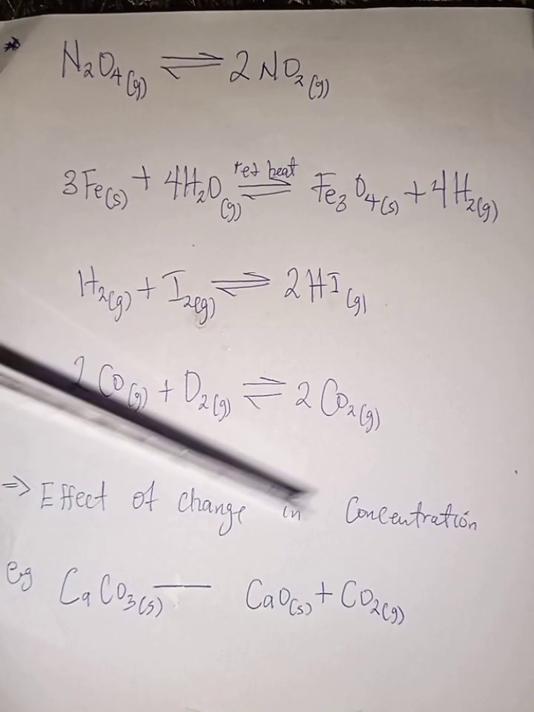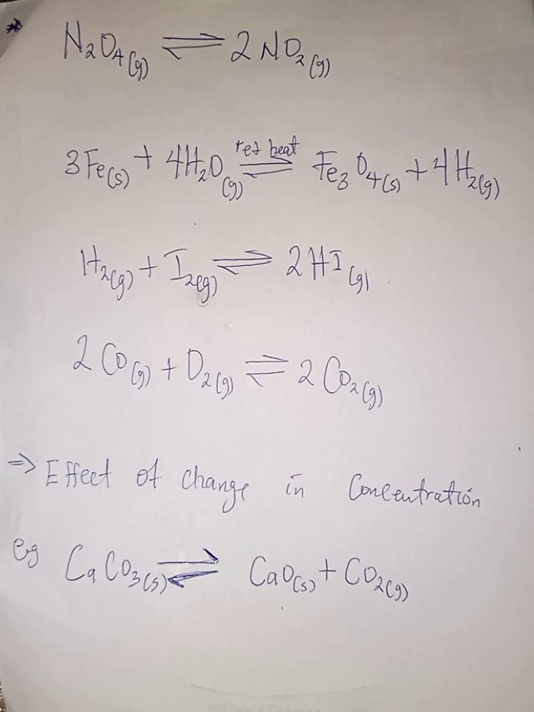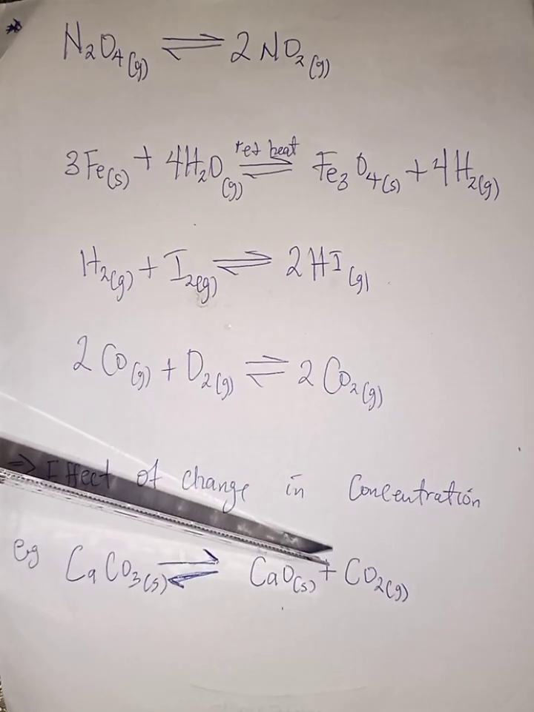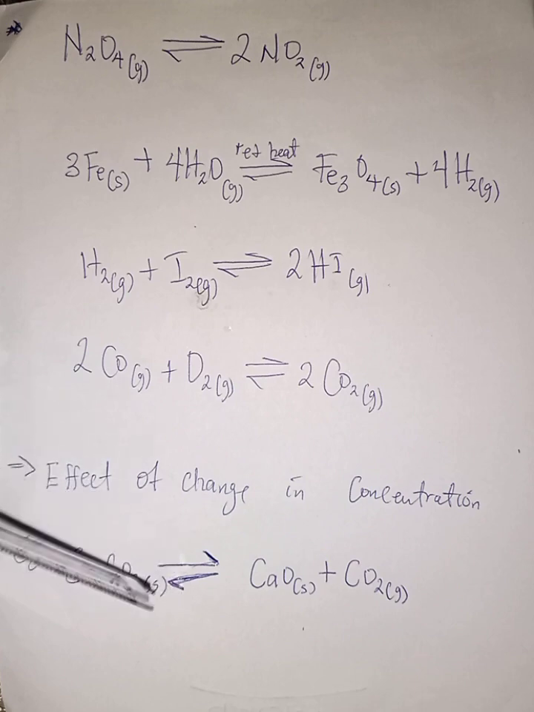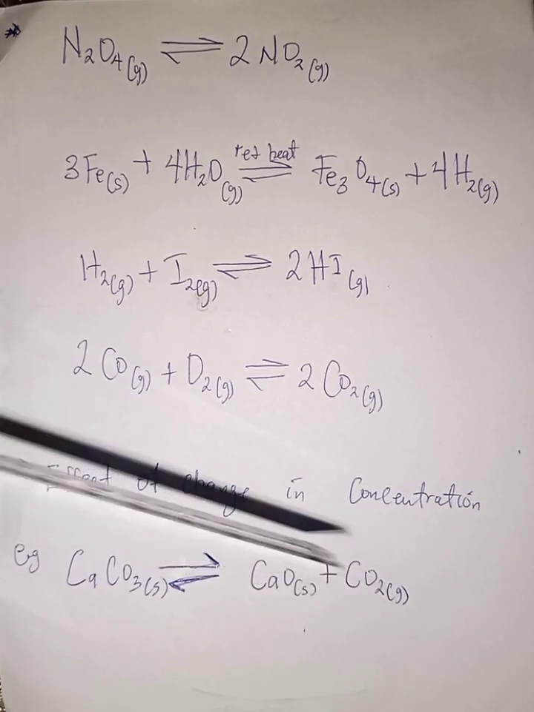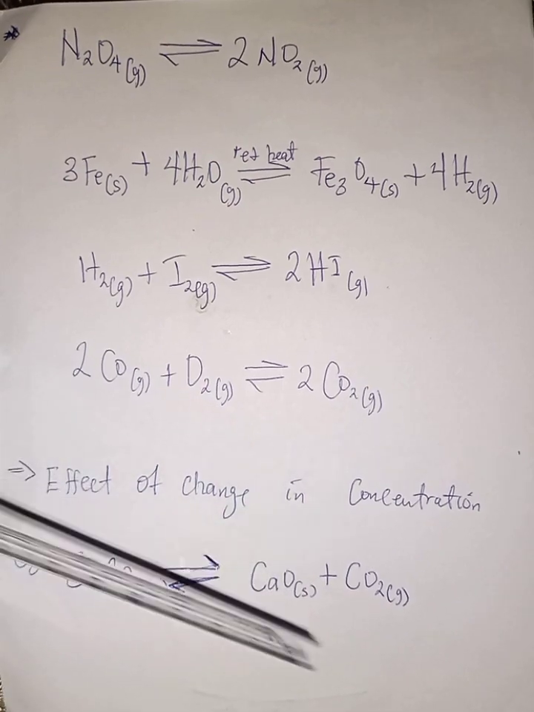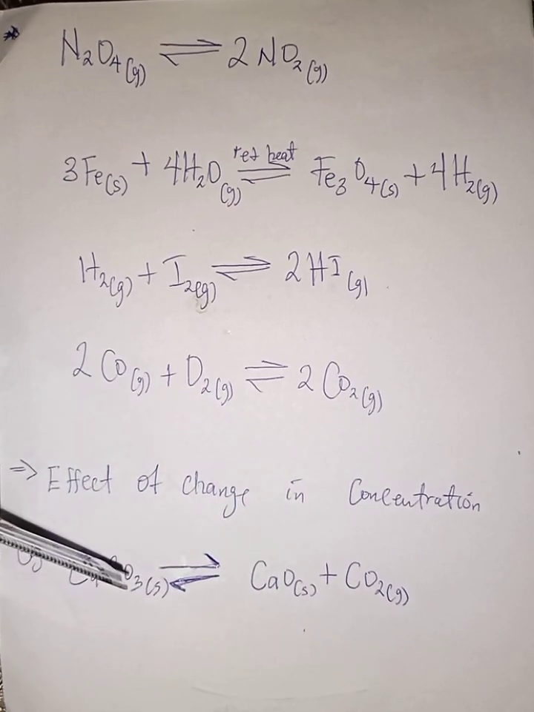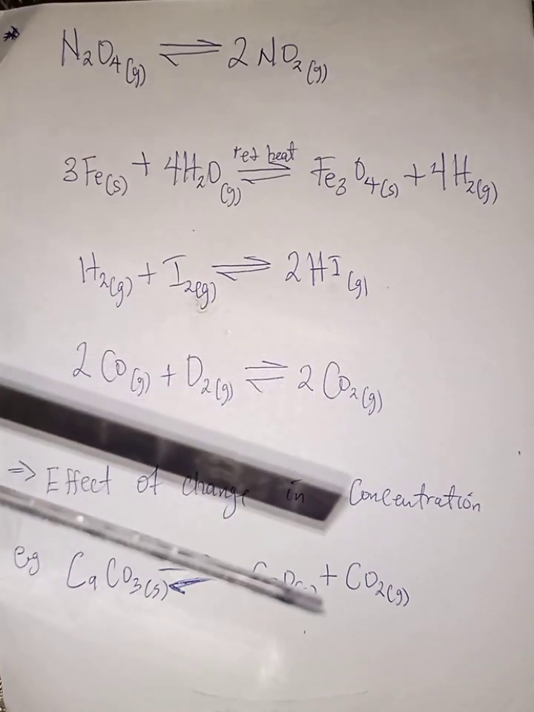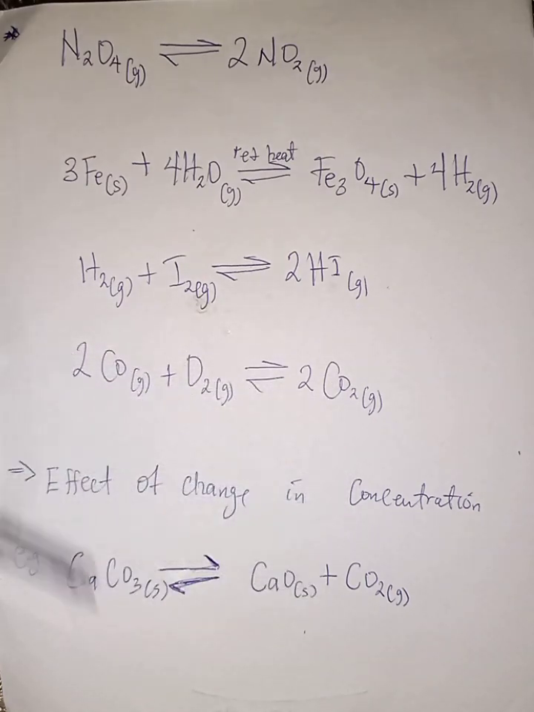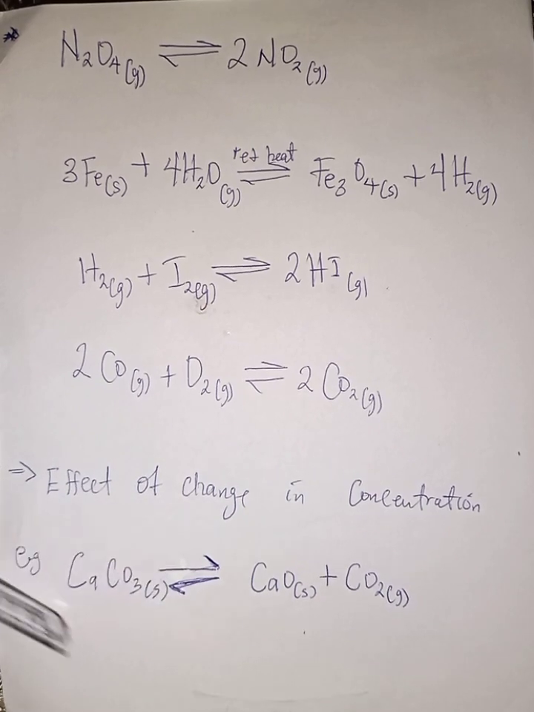Now look at the effect of change in concentration. For the effect of concentration, what you need to know is that if you increase the concentration of the reactant, more product will be formed. So the equilibrium position will shift to the right. If you increase the concentration of this one now, it will shift to the right. If you decrease the concentration of this, it will shift to the left. It's almost the same thing. The equilibrium position will shift to the side that has lesser concentration. So if you decrease the concentration of this one, now this one has less, so you shift to that side.